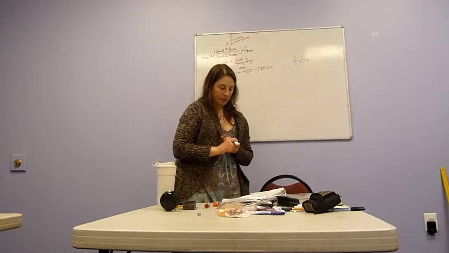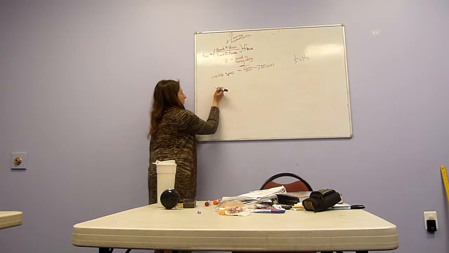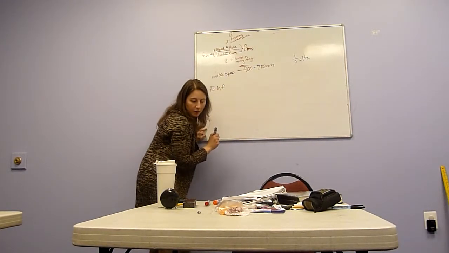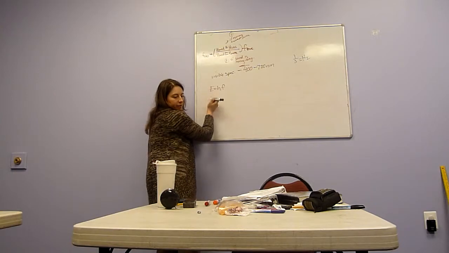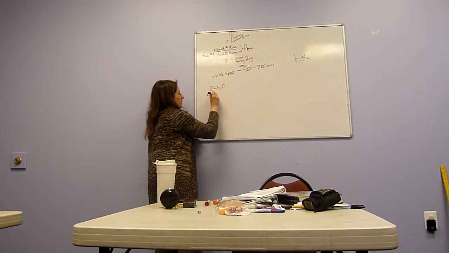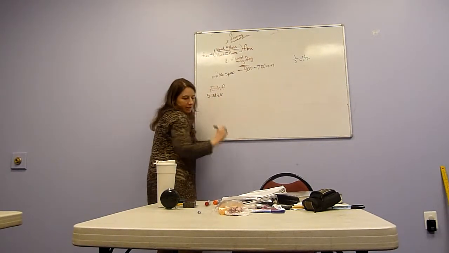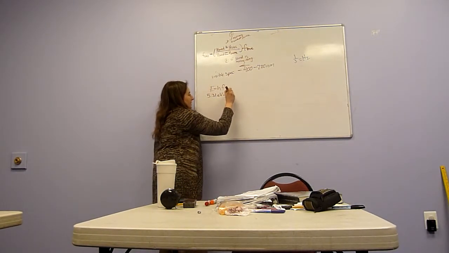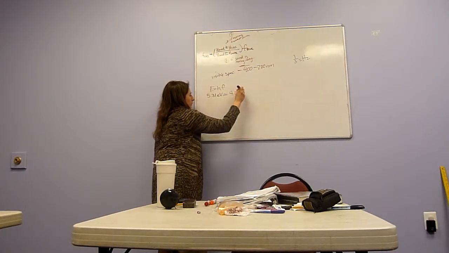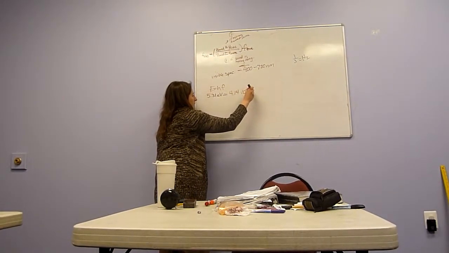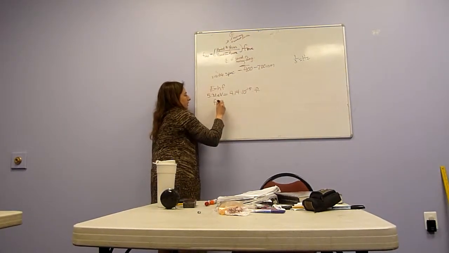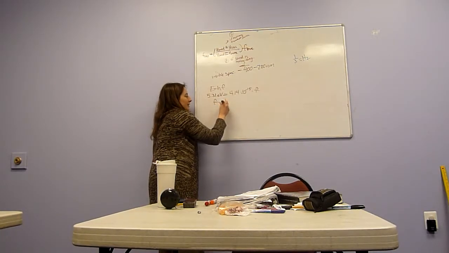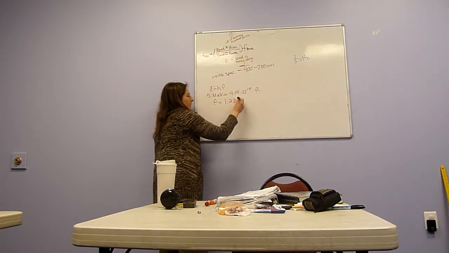So what is my equation? E equals hf. The work function is 5.31. And what's Planck's constant again? 4.14 times 10 to the negative 15th. So what do I get for frequency? 1.28 times 10 to the 15 hertz.